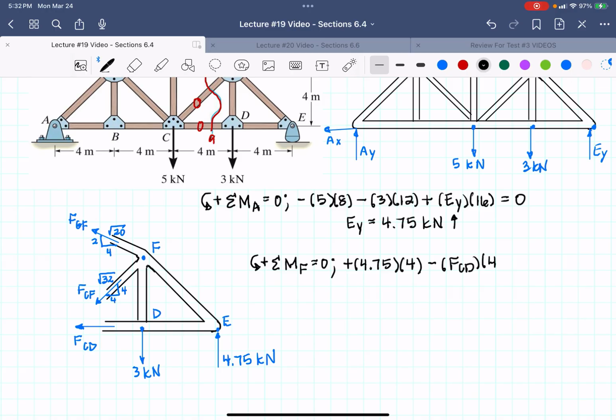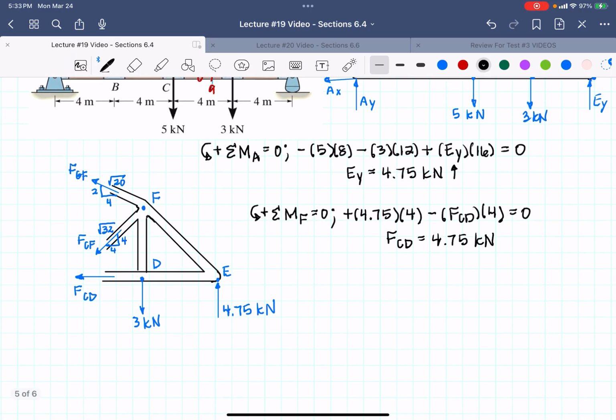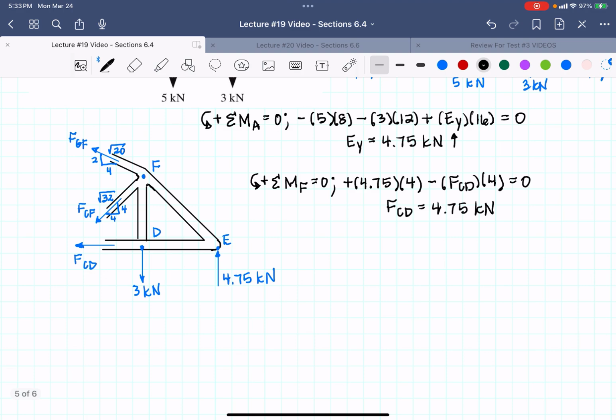Times 4. And so if I solve that, I get that FCD equals 4.75 kilonewtons. And it is positive, so it is in tension. All right, now I've got 2 forces, so I'm going to have to use substitution or some method of solving simultaneous equations in order to calculate these 2 forces, because there's nothing I can really do that won't get rid of only one of them, because they both have x and y components.